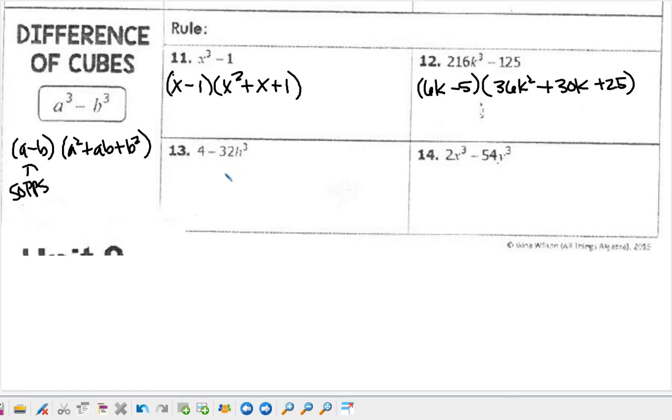So neither 4 nor 32 are perfect cubes, so I know it has to have a GCF. Now you have a couple options here. You can leave it just the way it is and take out a positive 4, or you can take out a negative 4 and make this 8h cubed minus 1. Now you could have left it the other way, and that would have been perfectly fine. So with negative 4, the cube root is 2h. The cube root of negative 1 is negative 1. And then perform SOPS on the binomial. So square the first term, 4h squared, opposite sign, product, plus the square of the last term.